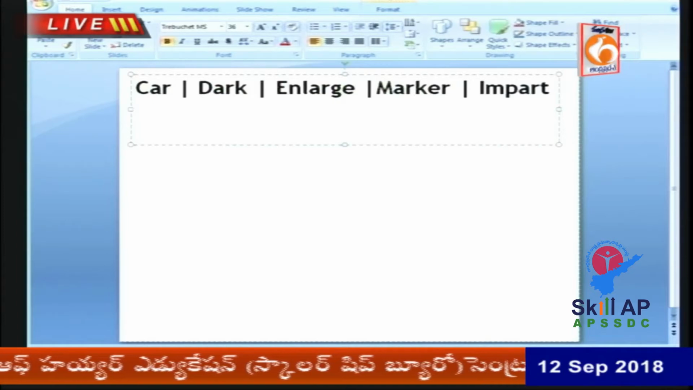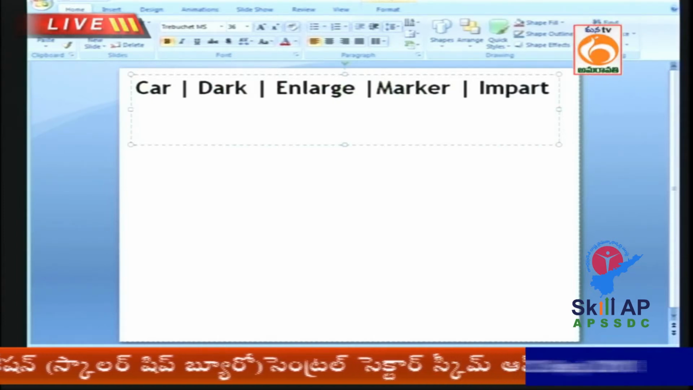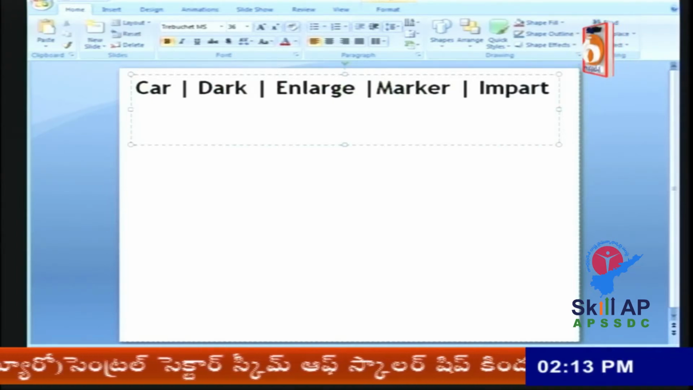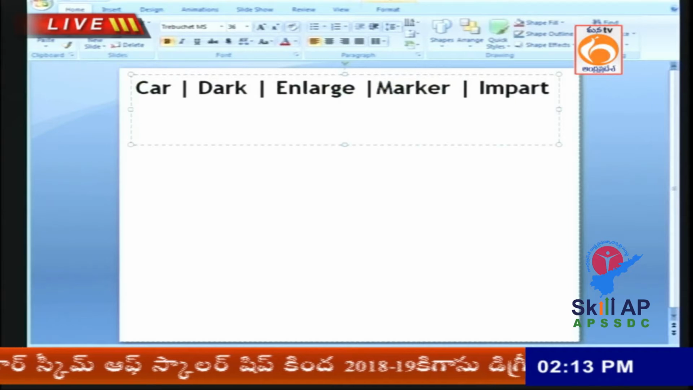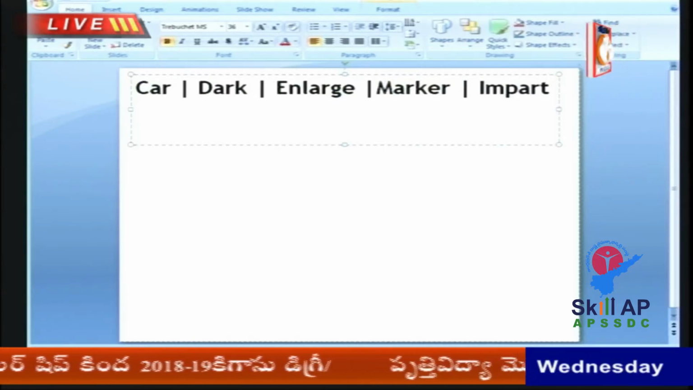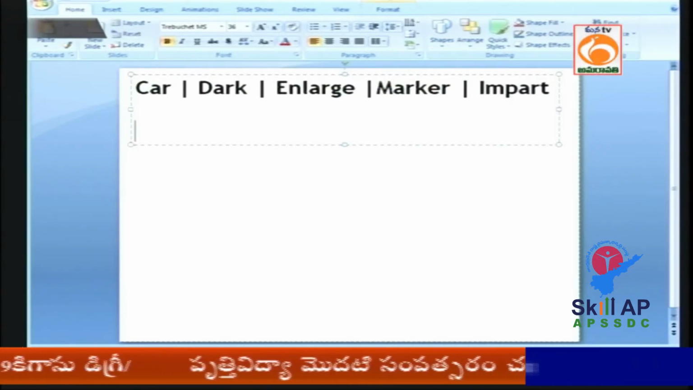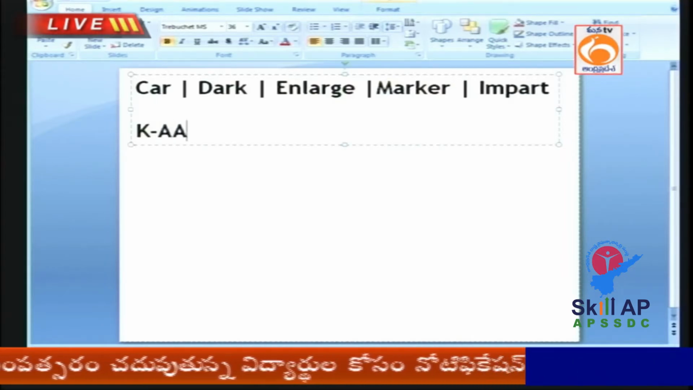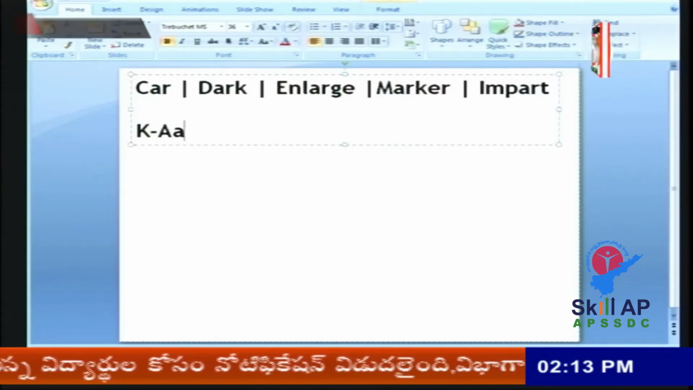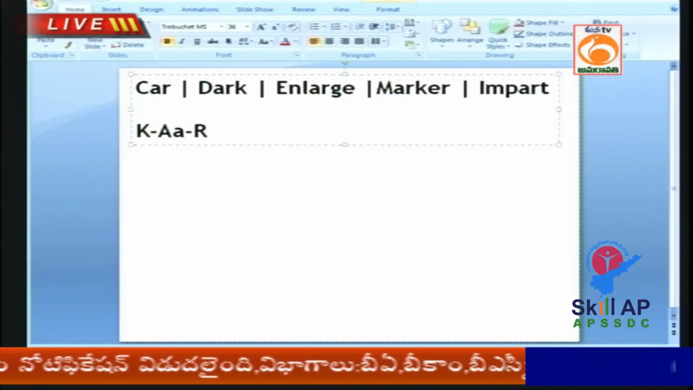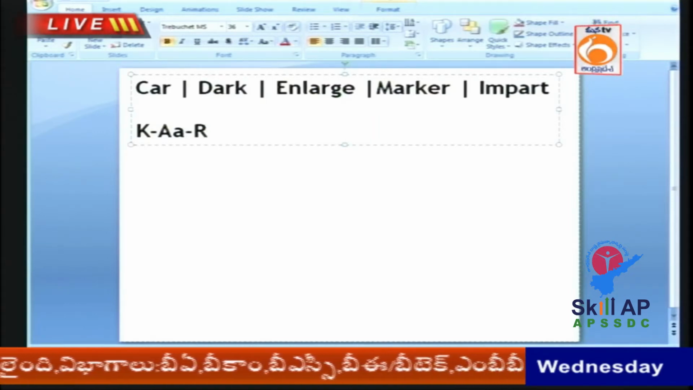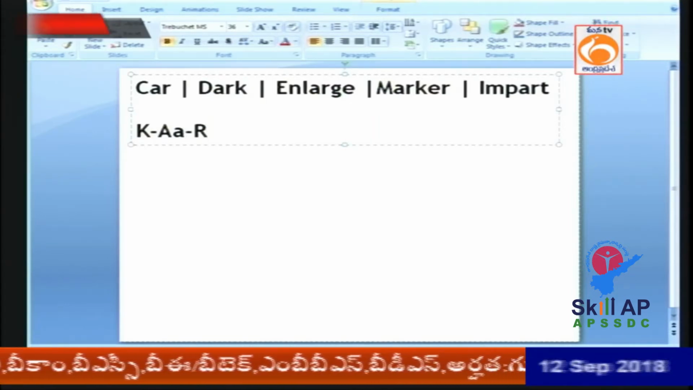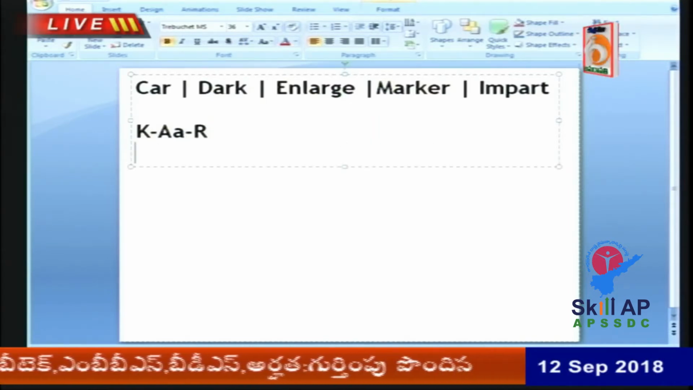So now that we know all the consonant sounds, we can break these words into all the sounds. So car, how do I pronounce car? It's k, a, r. Sorry. It's k, a, r, car.